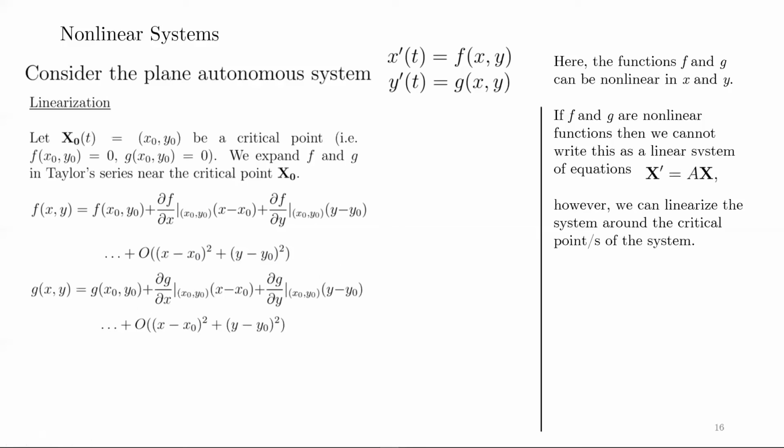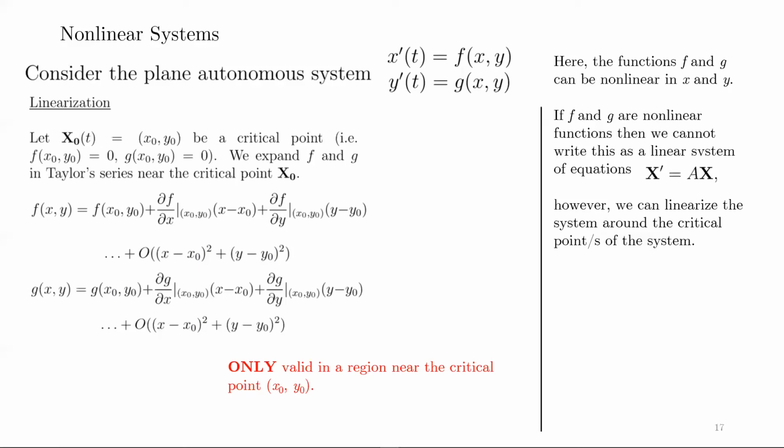And the key point is that this Taylor series expansion is only valid in a region near the critical point x naught, y naught. So probably in first year, you looked at Taylor series and you calculated the error as you got further away from the point of expansion. And that error grows quite rapidly. So as long as we're in a region close to the critical point, then this Taylor series is fine.